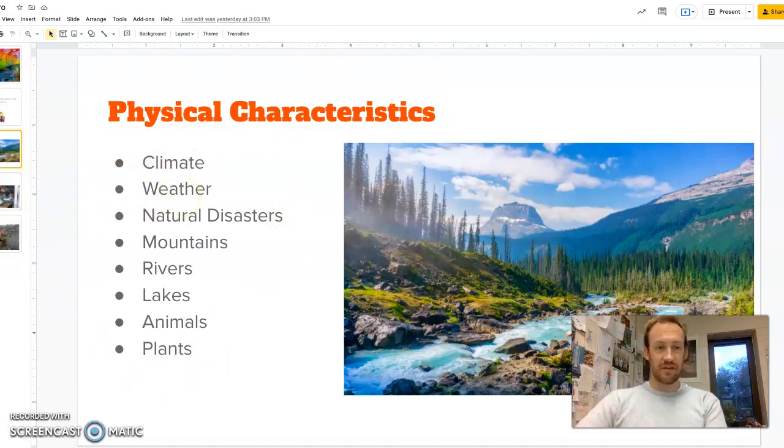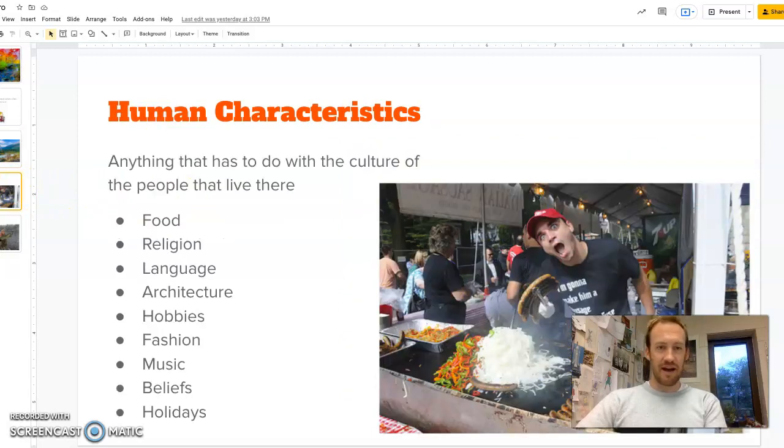So human, not the opposite of that, but almost. It's anything that has to do with the people that live there, anything that is man-made, okay? So we can look at the food that you would find in a certain place, which is my personal favorite thing to explore. We can look at the religions that the people there follow, what languages they speak. We can explore their architecture. So that's the way that they design their buildings.